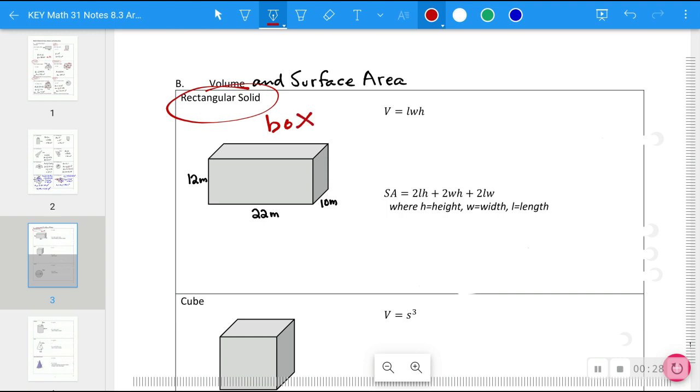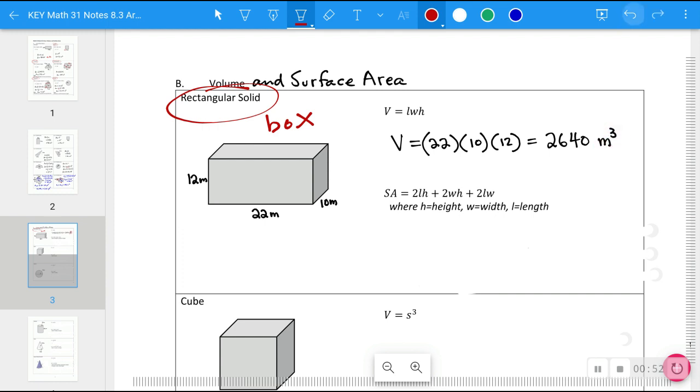And the formula for the volume is really simple. It's just multiply the three dimensions, length, width, and height. So if you do that, you take your length of 22 times your width of 10 and your height of 12, and that comes out to 2,640. And now we have volume units, which are cubic.